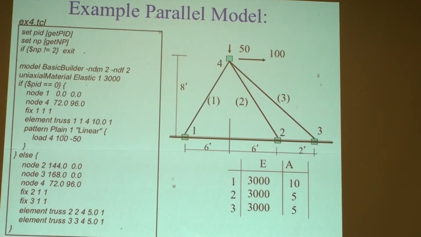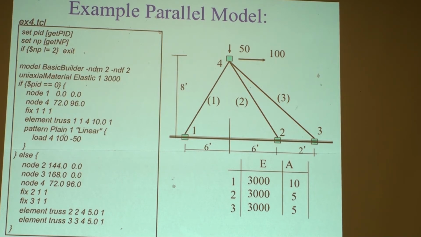So here's the simplest example I could come up with, the one we went through yesterday. Basically, I'm going to run this on 2 processors. I'm going to put element 1 on processor 0, and elements 2 and 3 on processor 1. Because I'm putting this element in processor 0, I have to put nodes 1 and 4 on processor 0. So here I am, I'm getting the process ID, getting NP. If NP is greater than 2, I just exit, because this script will only work for the case where we have 2 processes.